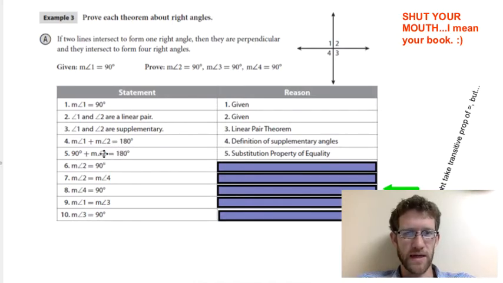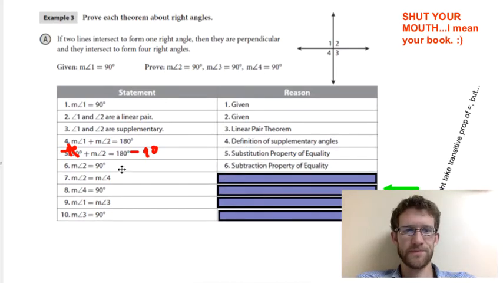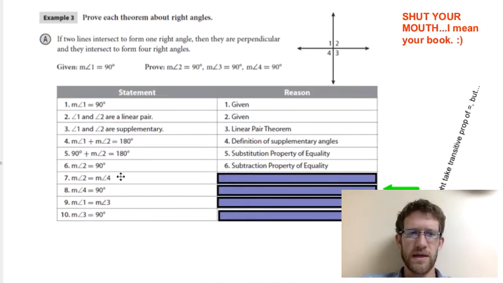What did I do to both sides here? Well, if this were an algebra problem, I would say minus 90, cancel, minus 90, go. So I've subtracted from both sides. That's the subtraction property of equality. And then finally, that got us here. The measure of angle 2 equals 90. So we have angle 1 and angle 2. So we're good there.